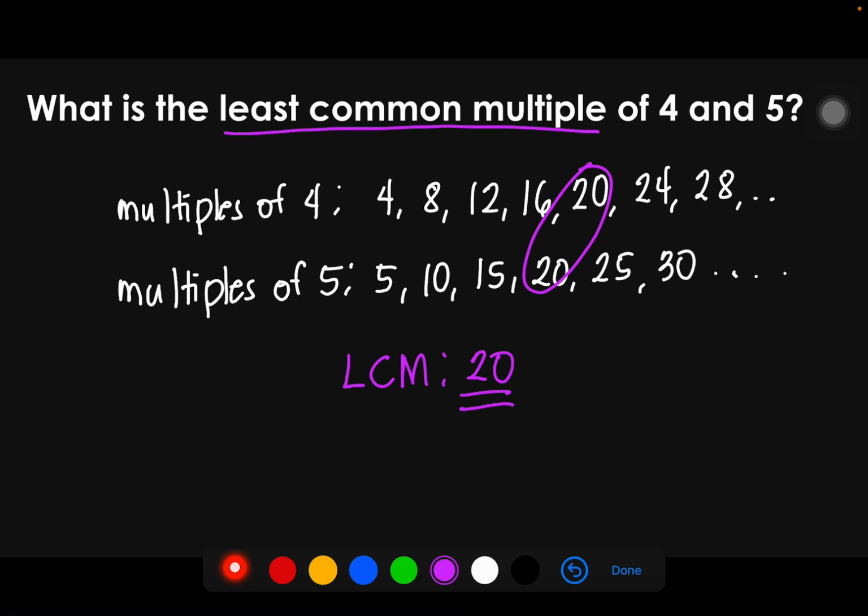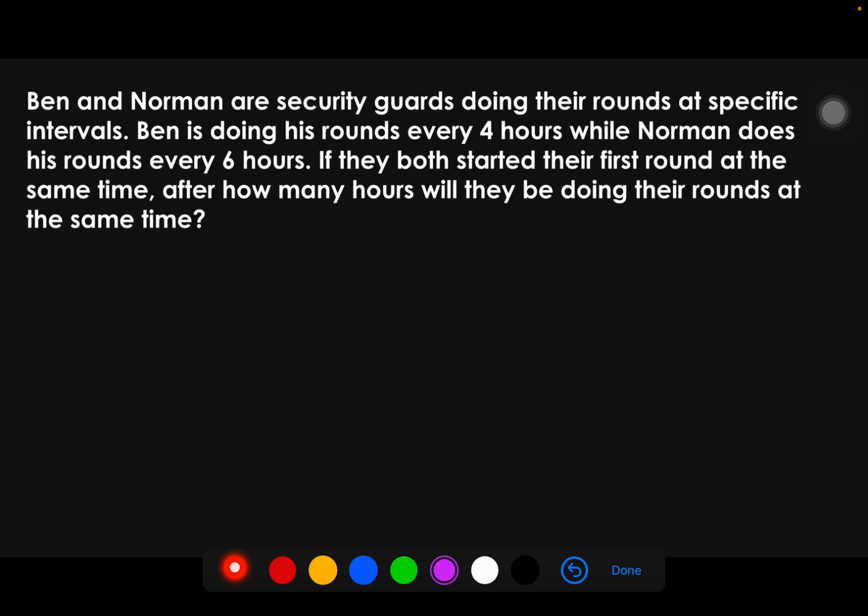Okay. So, least common multiple is usually being given in terms of word problems. So let's try to answer some word problems involving multiples. So we have here a situation wherein Ben and Norman are security guards doing their rounds at specific intervals of time. Ben is doing his rounds every 4 hours, while Norman is doing his rounds every 6 hours. If they both started their first round at the same time, after how many hours will they be doing their rounds at the same time?